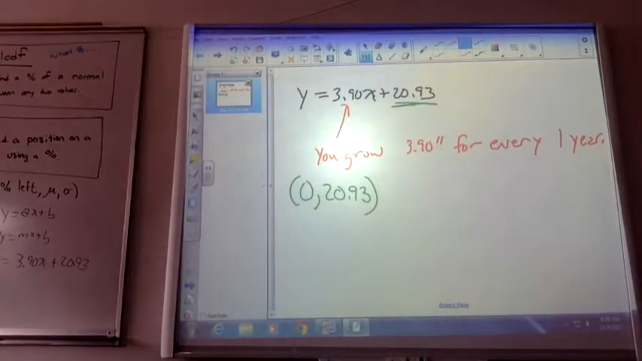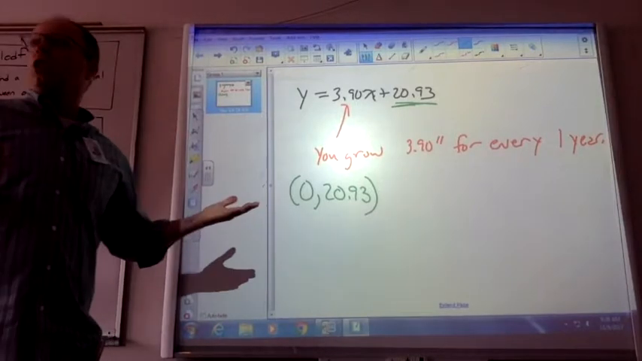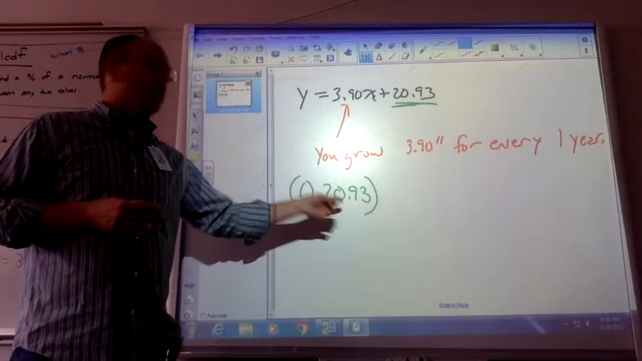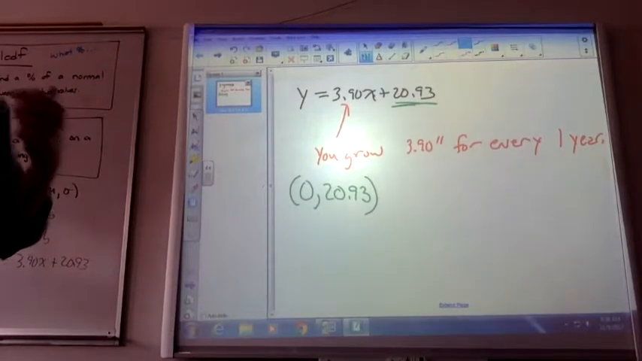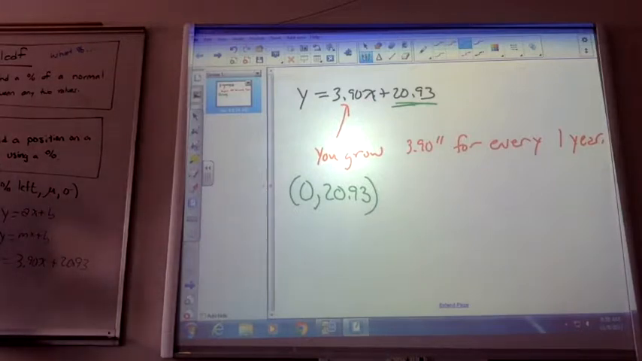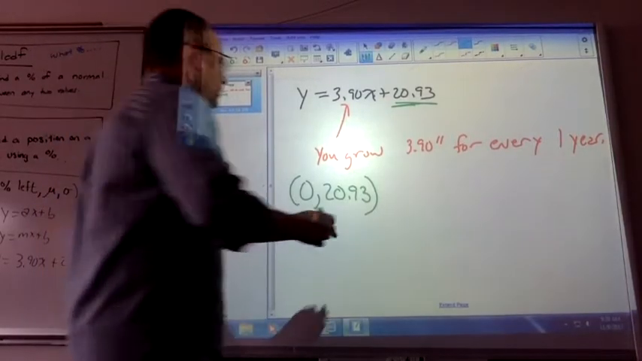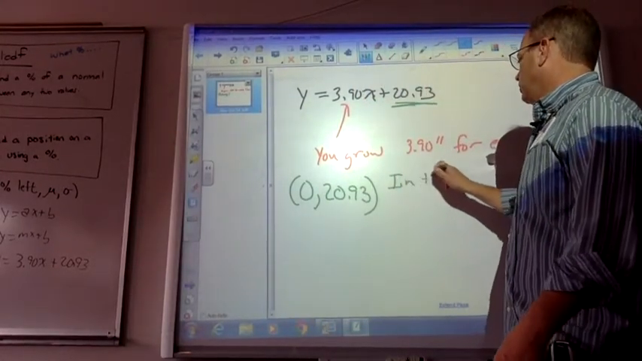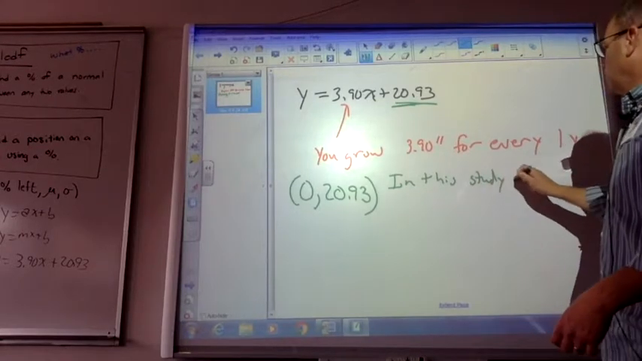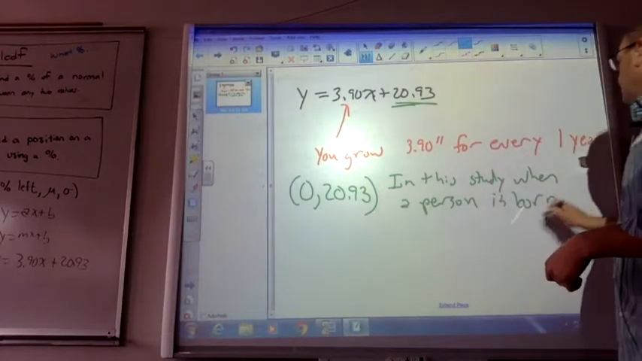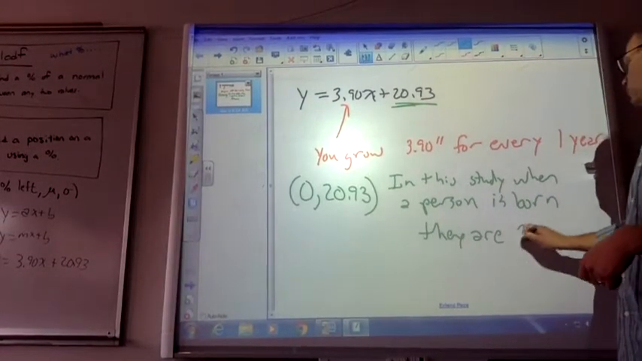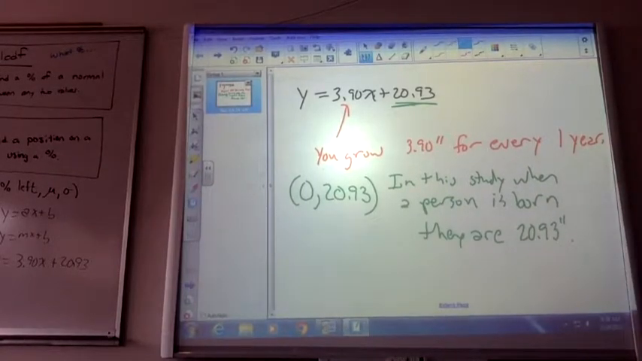But we're just using the data that's given, and what does our data dictate to us? Basically, with this particular study, we are showing that when a child's born, they are 20.93 inches tall, or that's their length if they're laying down. Is that okay? And again, we're in Algebra 1, so this is not a scientific study. We didn't make some new discovery of life. It's just the thought process we're trying to go through with the class. So, what does my y-intercept mean in the context of this problem? In this study, when a person is born, they are 20.93 inches in length. That's all it means.